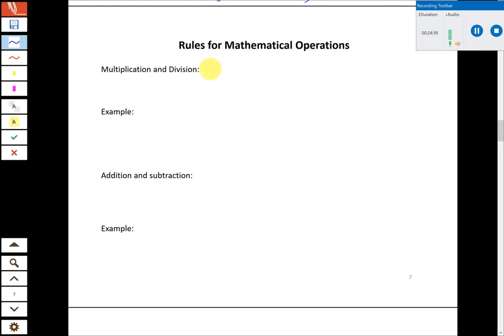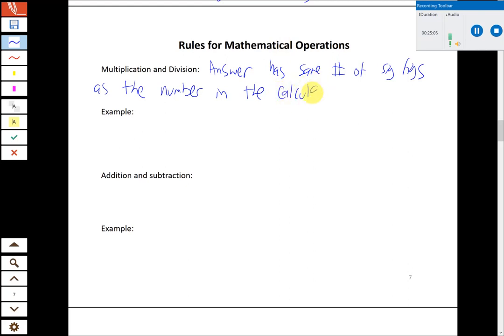So if we're doing multiplication and division on measured quantities, the rule for this is actually quite simple. The answer that we're going to report is going to have the same number of significant figures as the number in the calculation that has the fewest number of significant figures. All right. So we're going to multiply and or divide two or more numbers, and we're going to figure out which of those numbers has the least number of significant figures, and then our answer should have that same number of significant figures, okay?